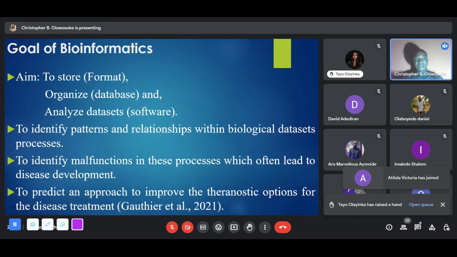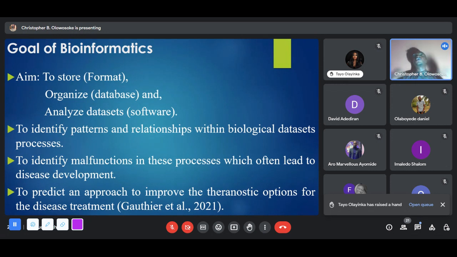Now, the third aim of bioinformatics is to analyze data sets. You have diverse amounts of biological data online, either RNA, DNA, protein, lipids, carbohydrates, everything is online. And it's not just for one organism alone. We have data for plants, for viruses, for microorganisms, for humans. So all this data is available in databases.